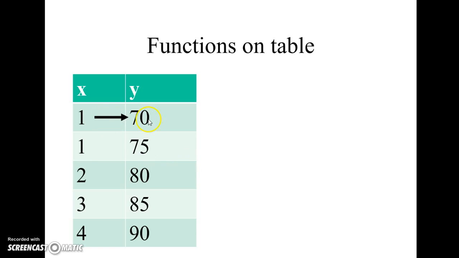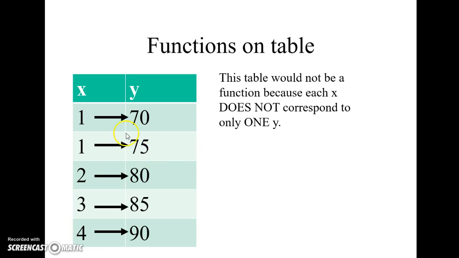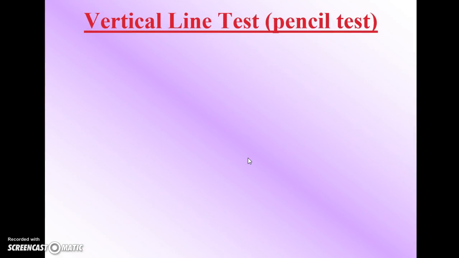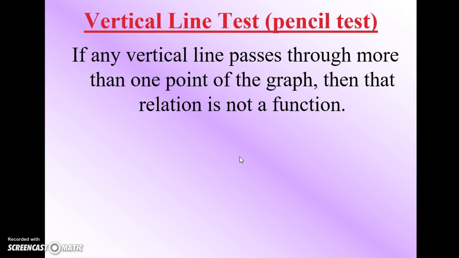Well, what about now? 1 goes to 70, 1 goes to 75. You can't have this kid making a 70 and a 75 in the class. So it's not going to be a function. Each x does not go to one y. Number 1, the x, goes to 70 and 75. Not a function.